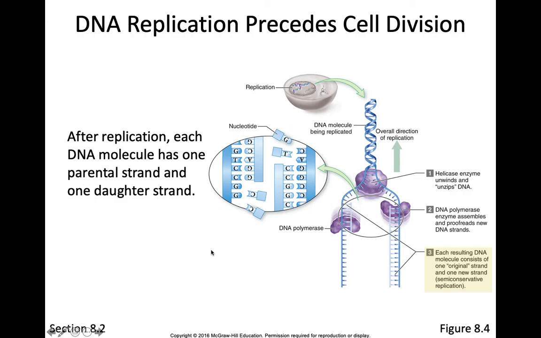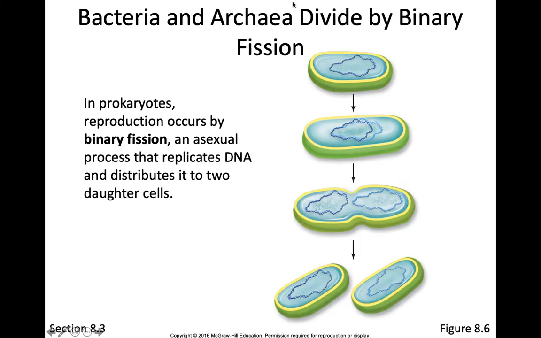So one copy with one half of the original DNA and then a new half will go to one cell. And then one half of the original DNA with the other new complementary strand will go to the other cell. And that's how cell division works. Once the DNA is replicated, you now have two full copies of all the DNA inside of the cell. The cell is then ready, in theory, to divide and make another copy of itself.